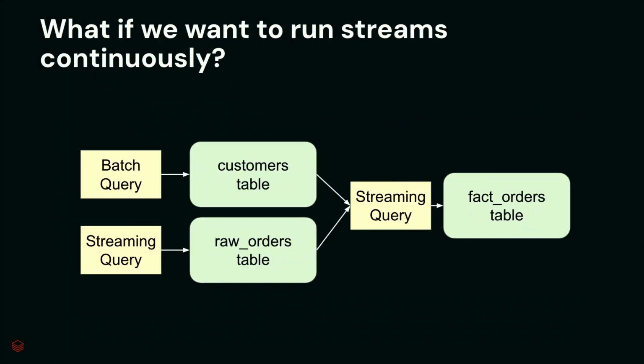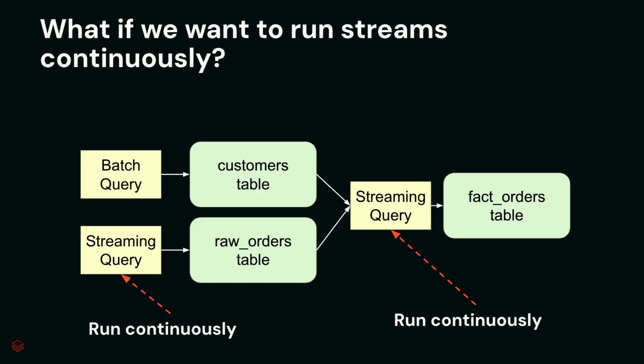So if we go back to our pipeline, it has both batch queries and streaming queries. This raw orders table is populated by a streaming query that pulls in data from Kafka and appends to the table. And the fact orders table is populated by a streaming query that reads from the raw orders table. Ideally, we'd like to just run both of these individual streaming queries continuously, which is something that Spark structured streaming allows us to do. The query that populates our customers table is a batch query, so we can't run that continuously, but we can launch it on a short, regular cadence.